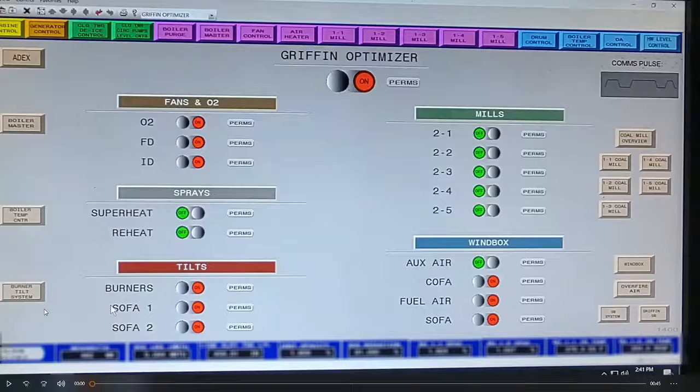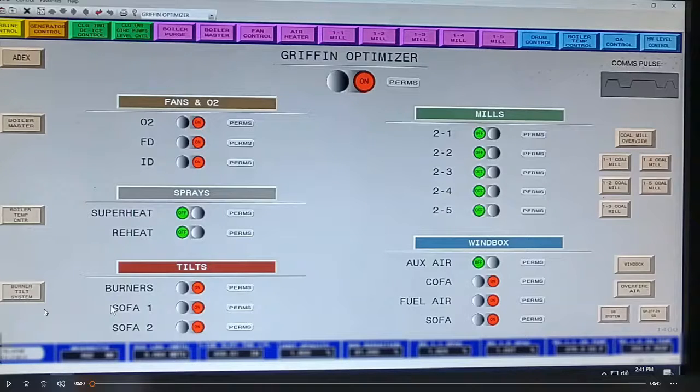Hello, I'm here today to show an example of a DCS operating screen. What we're looking at here is the screen that the operators on site would interface with when controlling Tabor's combustion optimization system developed in the Griffin AI Toolkit.